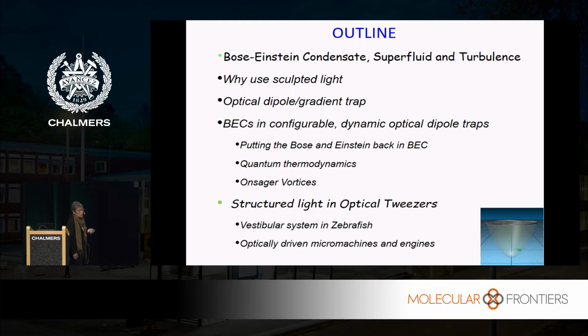The outline of my talk is: why use sculpted light, and I think I have convinced you already that it's good fun. Then I want to use it for optical trapping using the optical dipole and gradient force. I want to take it into Bose-Einstein condensates, this time made out of atoms, just like Emmanuel was talking about, and show you a little bit of quantum thermodynamics that he also talked about. Especially, I want to bother you again with the negative temperatures and what happens when you can reach them, what you can explain, and I'll try to explain Onsager vortices, a problem that has existed since 1949 when Onsager formulated it.